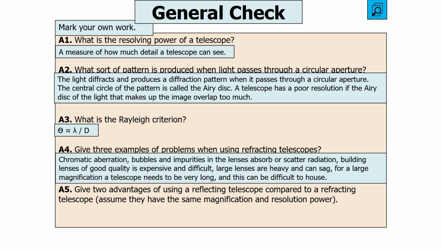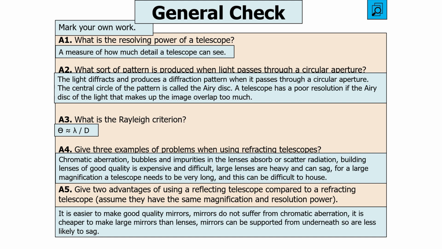Now, the issues with refracting telescopes are you'll get chromatic aberration, bubbles and impurities in the lens which will absorb or scatter radiation, so you won't get a very clear image. Building lenses of good quality is expensive and difficult. Large lenses are heavy and can sag, and for a large magnification a refracting telescope needs to be very long and it can be difficult to house. Now, the advantages of reflecting telescopes are it's easier to make good quality mirrors. Mirrors do not suffer from chromatic aberration. It's cheaper to make larger mirrors than lenses. Mirrors can be supported from underneath, so are less likely to sag as well.